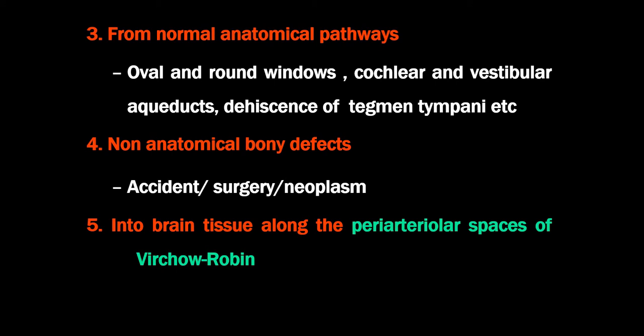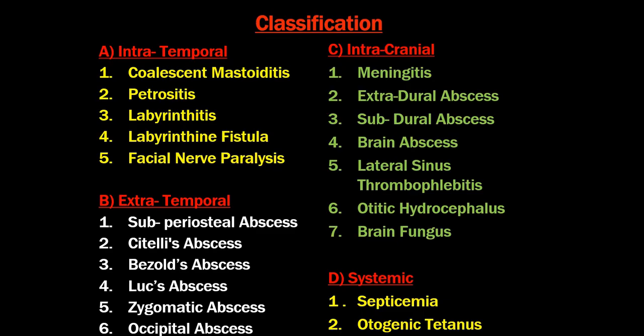As you know, they are the open windows, along with cochlear and vestibular aqueducts, dehiscence of tegmen tympani, etc. And fourth is non-anatomical bony defects like accident, surgery, or neoplasm. Surgery like stapes surgery, and spread into brain tissue along the periarterial spaces of the visceral vein, is also one of the common causes for the complications to occur.